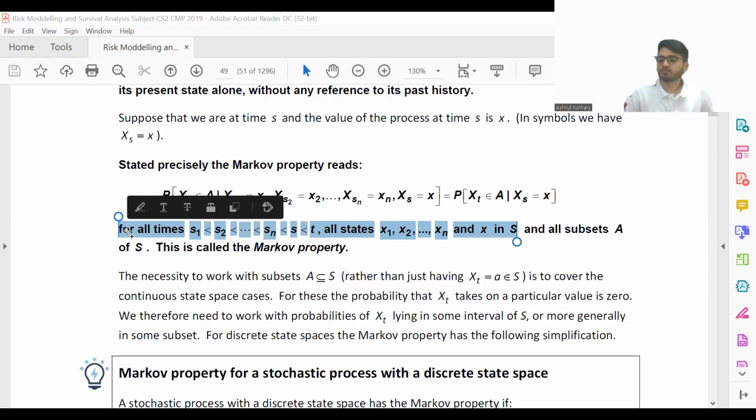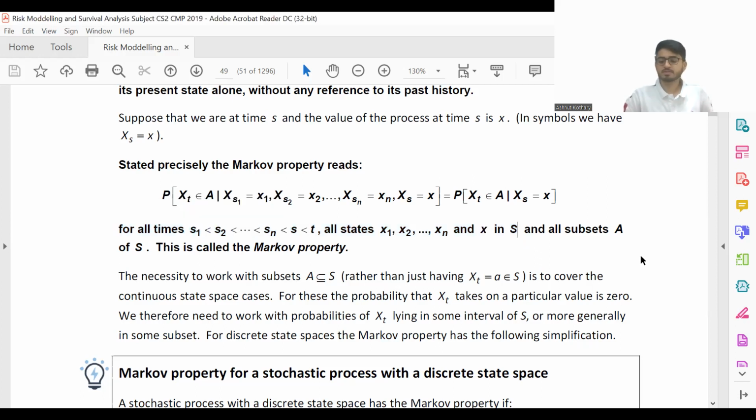There are similar ways of defining a Markov process depending on the combination of state space as well as the time set. So the one which you will see right now on the screen is for a continuous state space and a discrete time set. That is why they had written xt belongs to the set A.